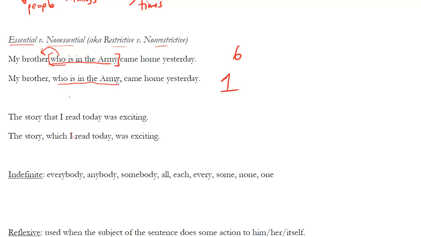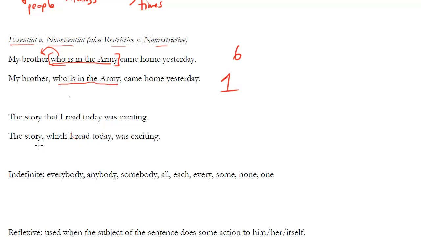They usually throw those things in there on the SAT to confuse you. Let's look at another example. The story that I read today was exciting. So again, here we're using that to refer back to the story. When we use that, it's generally going to be an essential clause or essential phrase. So here, it's a specific story. It's the story that I read today was exciting.